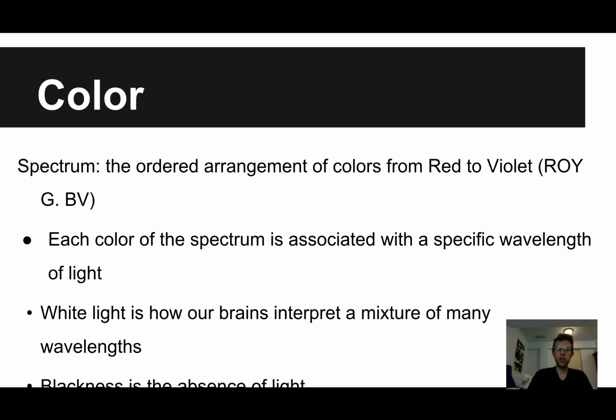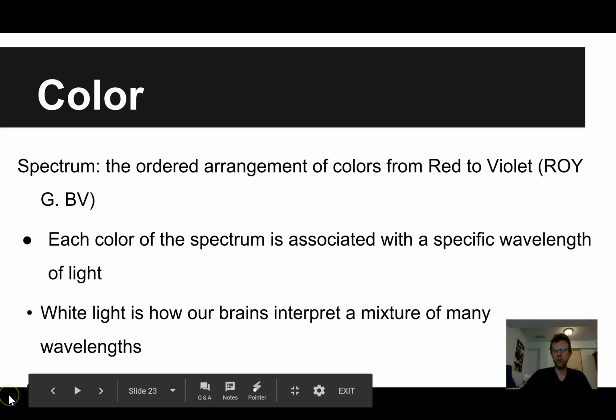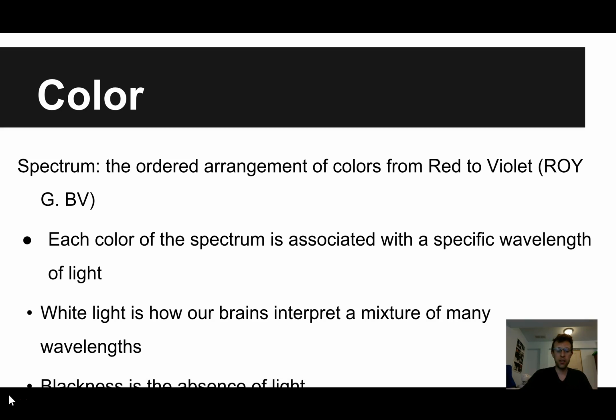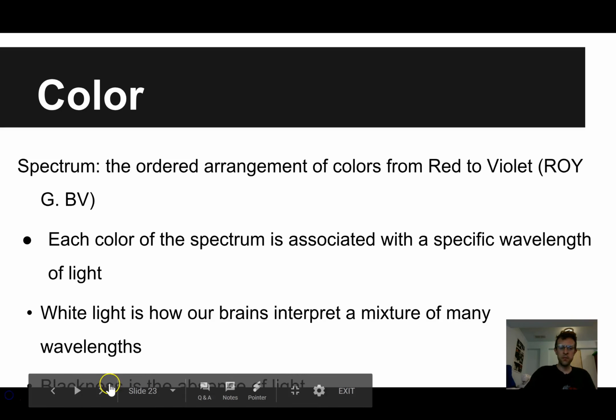So white isn't really white, it's just red, orange, yellow, green, blue, and violet all together, or at least a bunch of those colors mixed together. Maybe not all of them per se. Another option here is we could have no light being reflected, or very, very little light being reflected from a certain point. In that case, we would express that as black. Blackness is the absence of light.